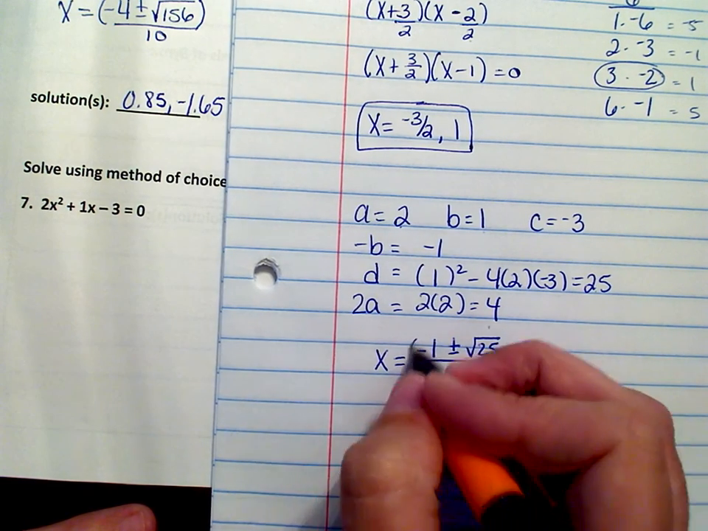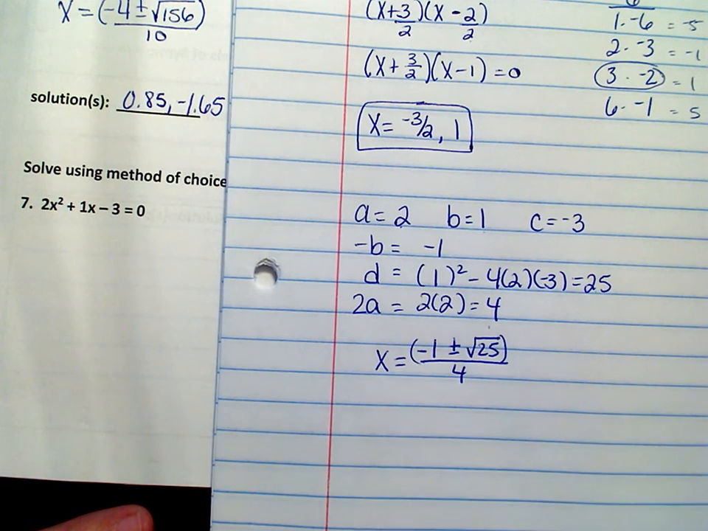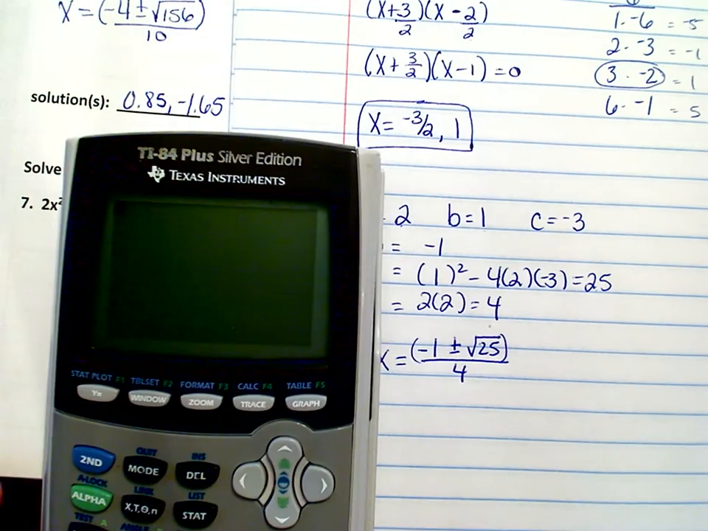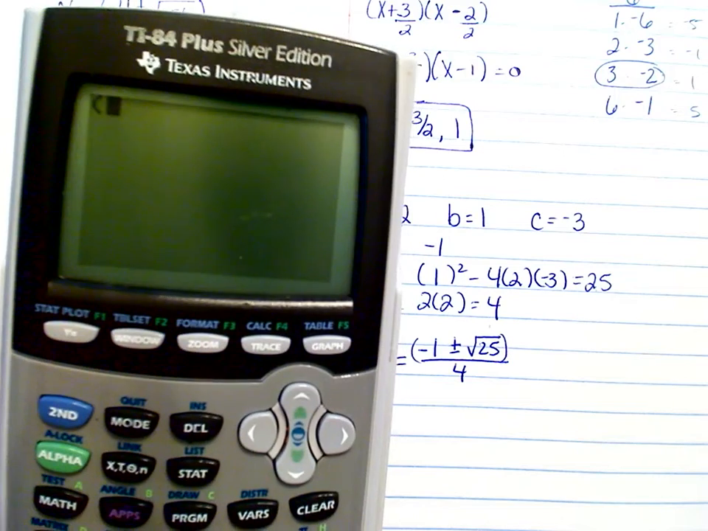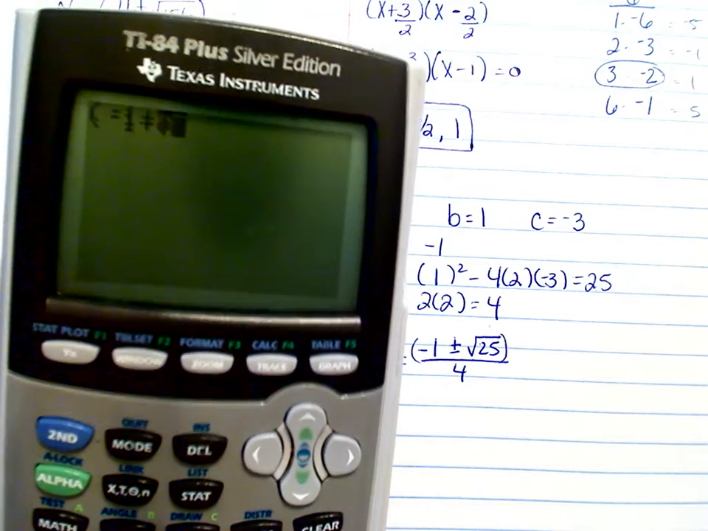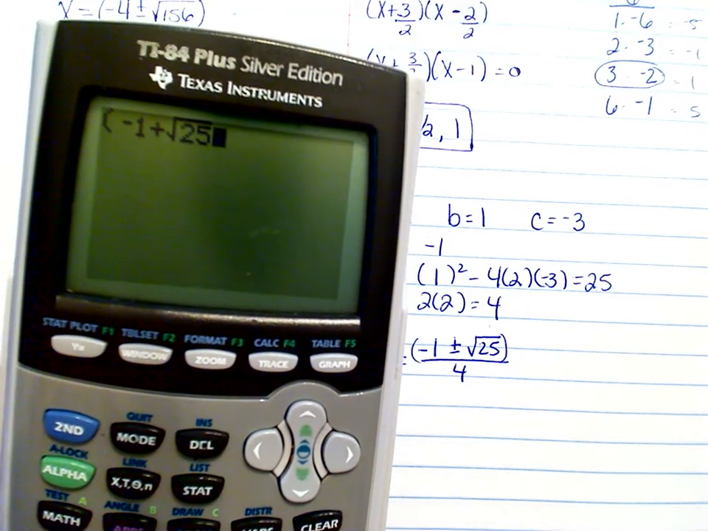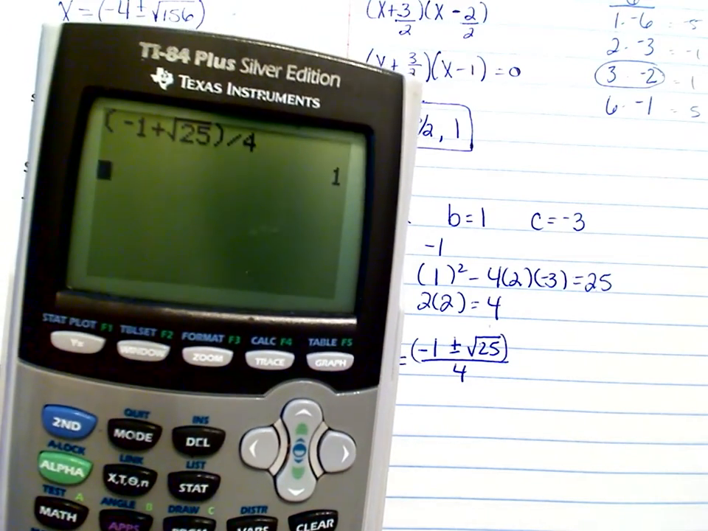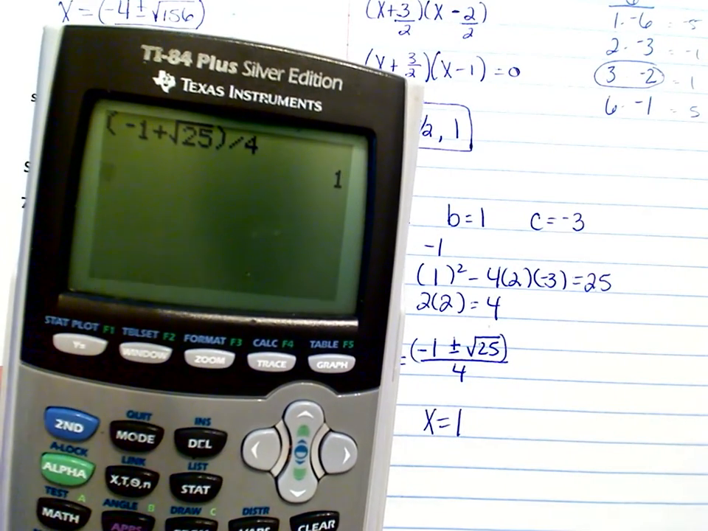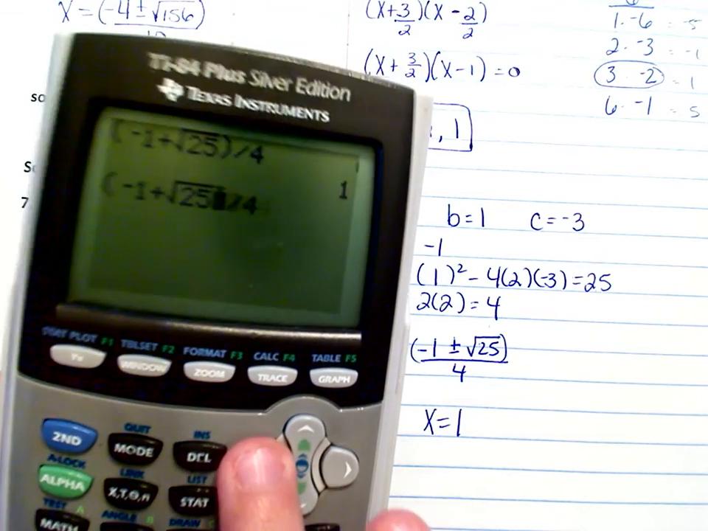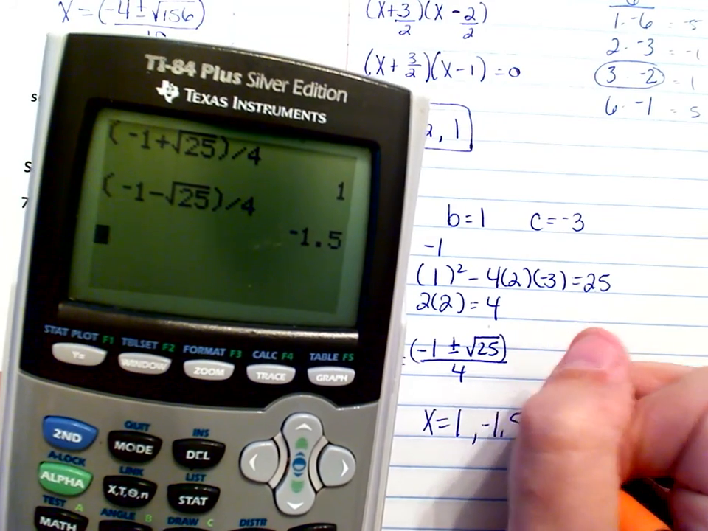And then we can just type that in the calculator. Of course, some of you might know that the square root of 25 is 5, and so you could go ahead and do that in your head if you want. But I'm sure most of you will just try to do it in the calculator. So parenthesis, negative 1 plus the square root of 25. Make sure you go out of the radical, close it, and then divide it by 4. So x equals 1. And then we're going to do it again. Second enter and go back. And we're going to change it to a minus sign and hit enter. And x equals negative 1.5.